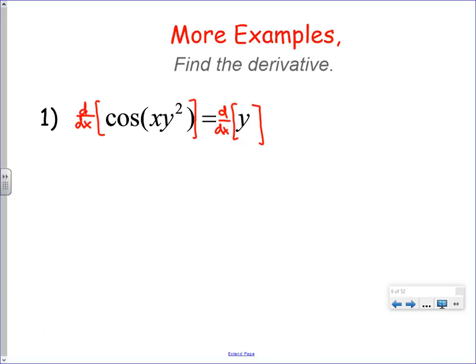Real quick, what rule are you guys using on the left? Product or chain? Good. Because it's cosine of, not cosine times, cosine of, right? Derivative of the outside keeps the inside, comes derivative of the inside.